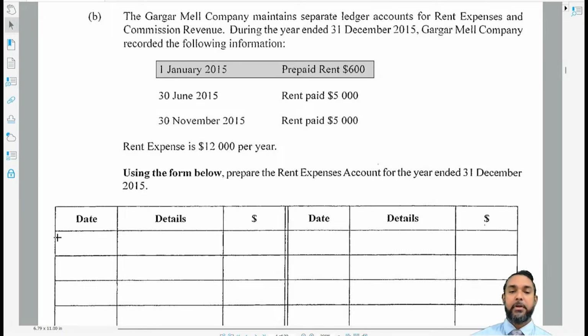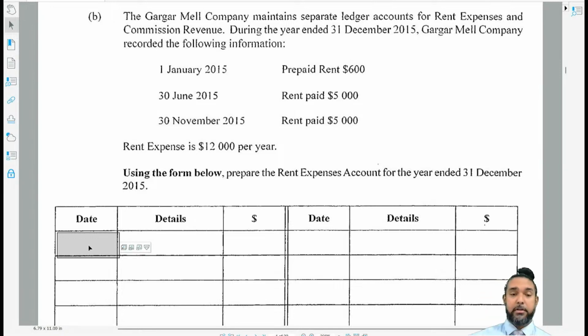So what I want you to do for me is in this box here, you're going to put 2015, right? And then put 1 Jan, right? So write it now, right? So 2015, 1 Jan. And then in the details column, you could just put balance brought down, or you could put prepaid balance. And then you're going to put the 600 here for me. All right, so same thing for Kaylee, right? So that's what you're doing, Kaylee.